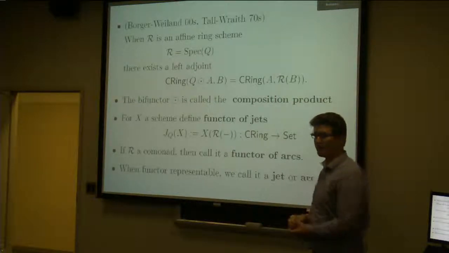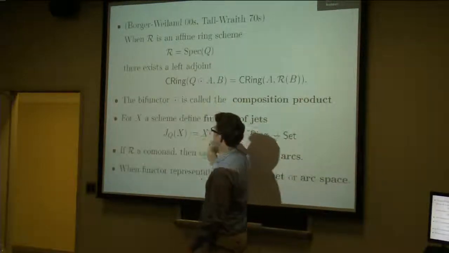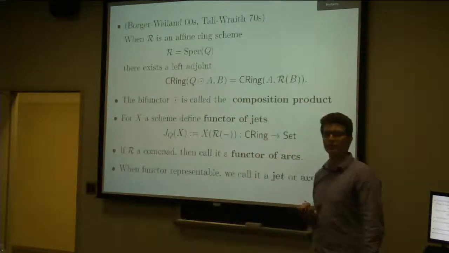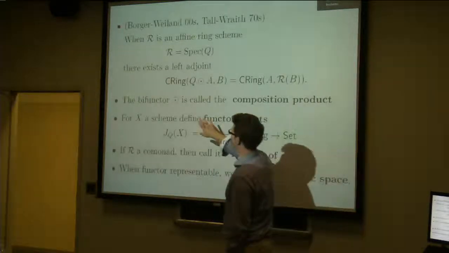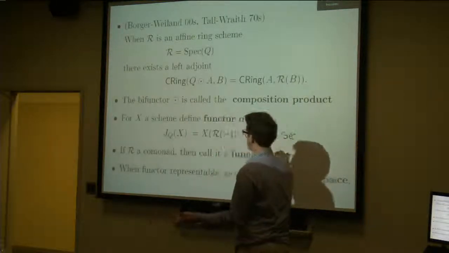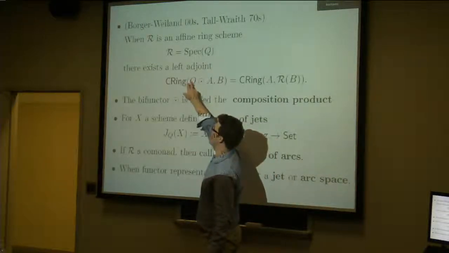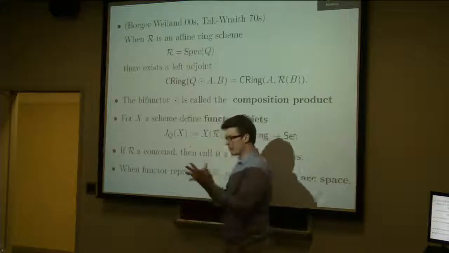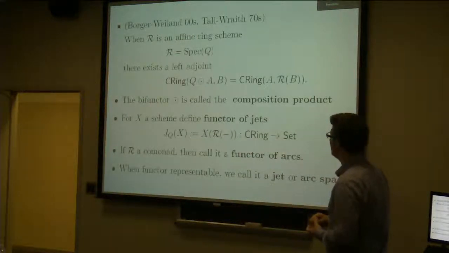Whenever you have one of these things, in the affine case, you can cook up a jet space by looking at this adjoint. This bifunctor here is called the composition product. All you should think about is that this is like all your extra operations, and you're composing them with this ring A.